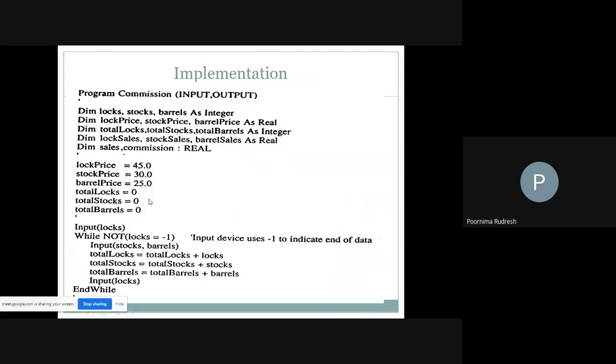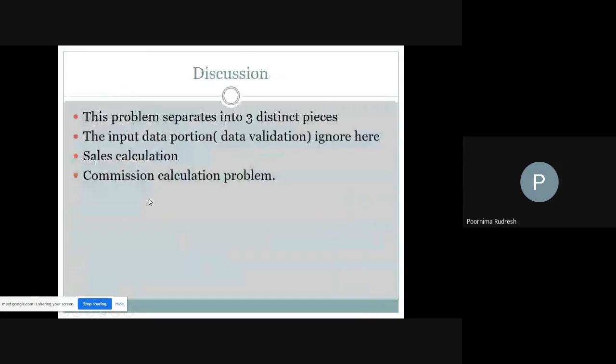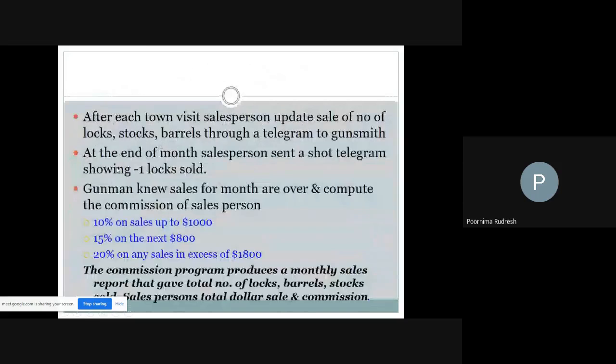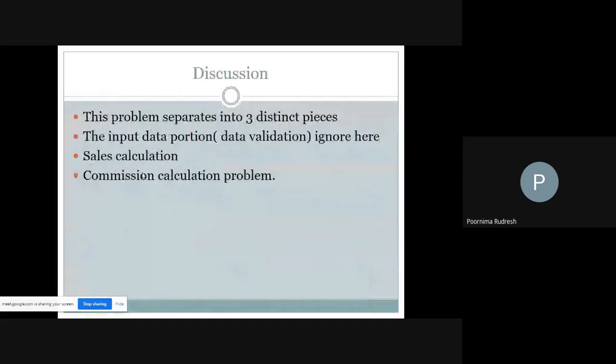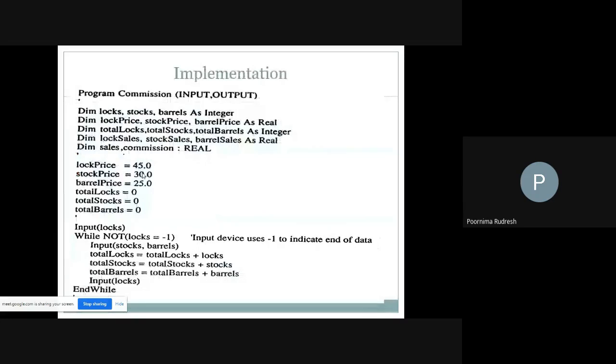And next, at the end of the month, the salesperson sent a short telegram showing -1 lock sold. What it indicates is the end of the sales, or the end of the data. So here, while not locks is equal to -1: it indicates the end of the data. Otherwise, if it is not -1, then input is given.